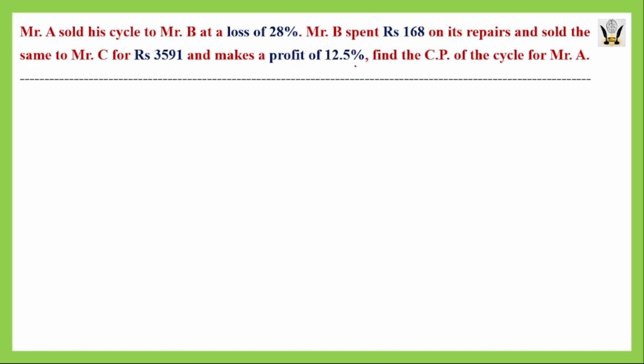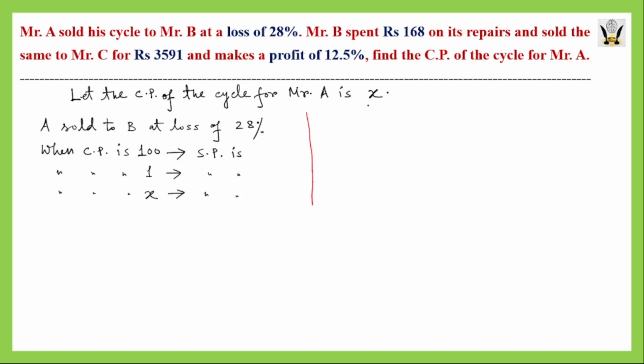So what we have to do is the unknown parameter, which is the cost price of that cycle for Mr. A, that we will assume as X, and then we will proceed further. Now Mr. A sold to Mr. B at a loss of 20%.